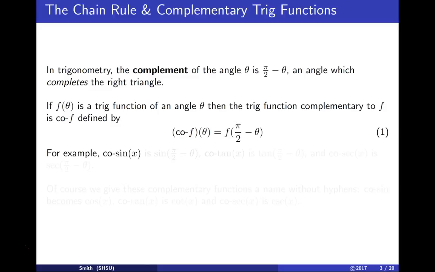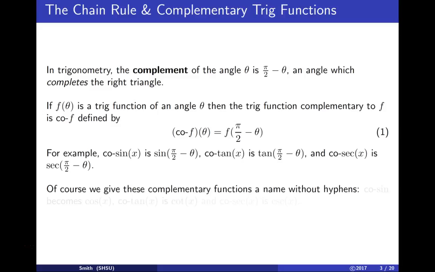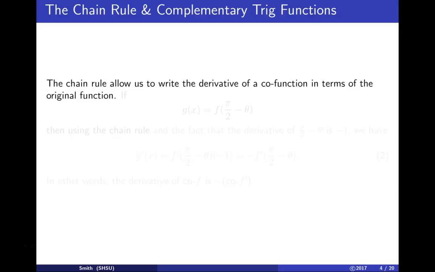For example, cosine is the sine of the complementary angle. Cotangent is the tangent of the complementary angle, and cosecant is the secant of the complementary angle. Of course, with these complementary functions, we give them a name without hyphens. Cosine is written this way, cotangent written this way, and cosecant this way. This explains the use of the word co in the trig functions. Cosine, cotangent, cosecant are the sine, tangent, and secant of the complementary angles.